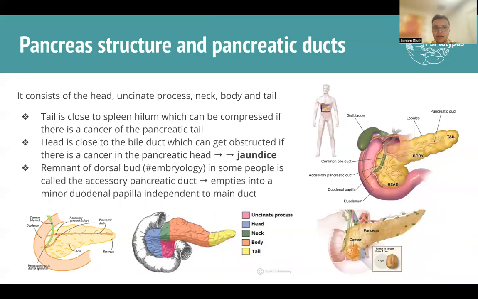If that stays there and it's not obliterated in a lot of patients, you get an accessory pancreatic duct, which empties into a minor duodenal papilla independent to the main duct. So you can see the accessory duct all the way up here, and you've got the main pancreatic duct down here. Again, not that important to know, but if you are in a surgery and this patient is unique, they have these two things inserting into the second part of the duodenum, you know that there's a reason why. It's not pathological. It's just because something happened in embryology which did not obliterate that accessory duct.